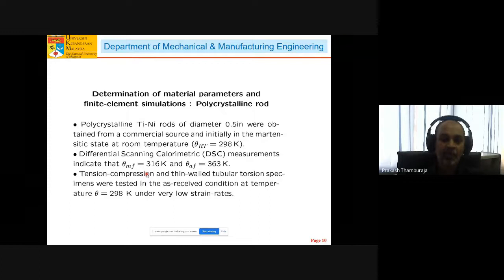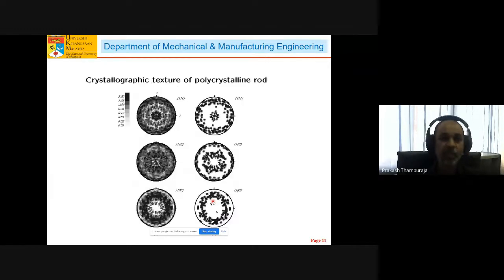Okay. So we've also performed these experiments under very low strain rates to keep the temperature conditions constant. So we want an isothermal temperature condition for now. We don't want to complicate matters, so we just want to look at the mechanical response.